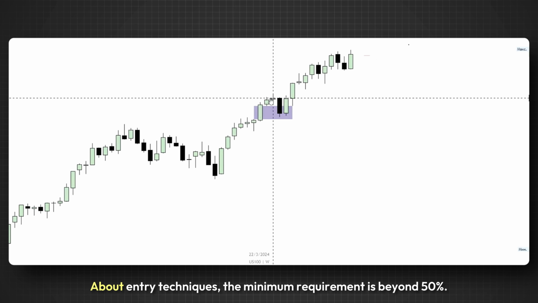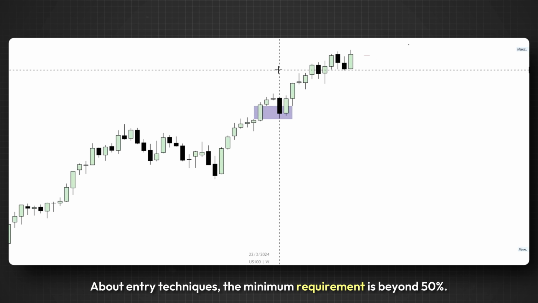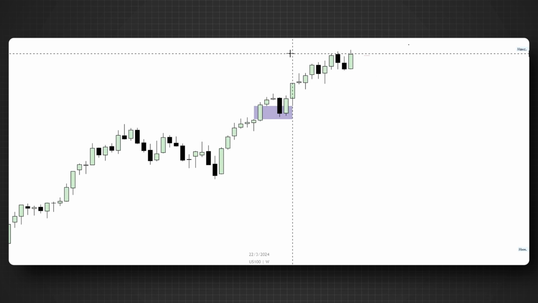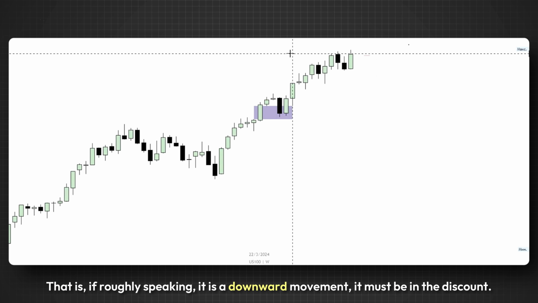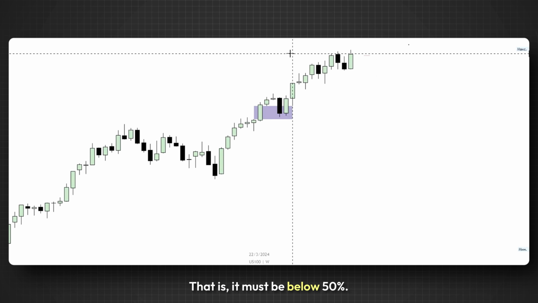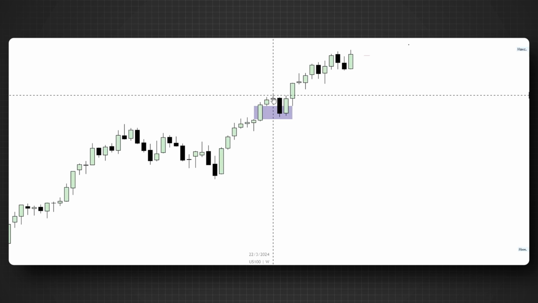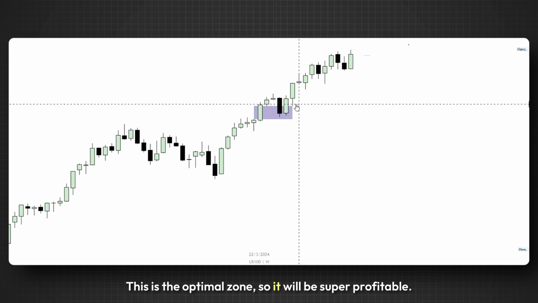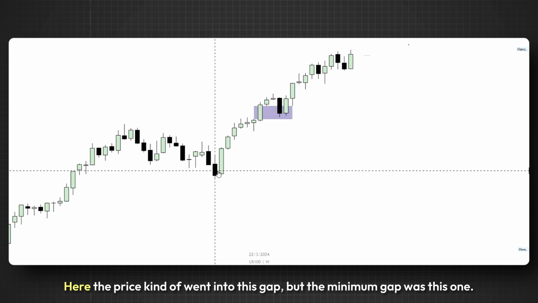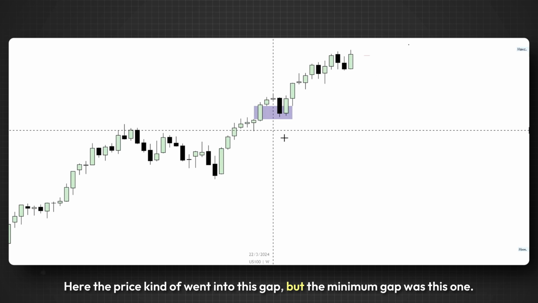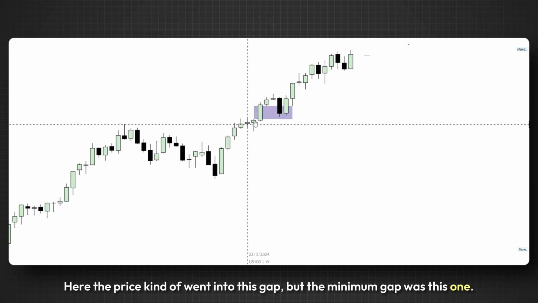Yes. About entry techniques, the minimum requirement is beyond 50%. That is, if roughly speaking it is a downward movement, it must be in the discount. That is, it must be below 50%. Ideally, this parameter is 0.382 or 0.236. This is the optimal zone, so it will be super profitable. Here, the price kind of went into this gap, but the minimum gap was this one.